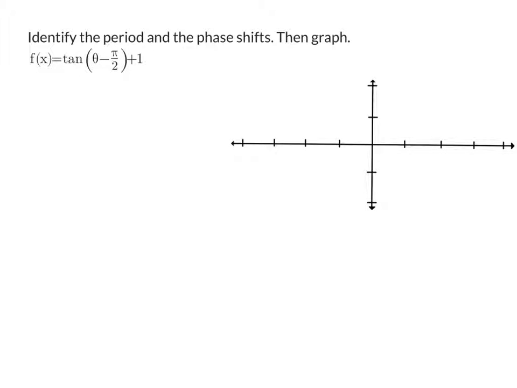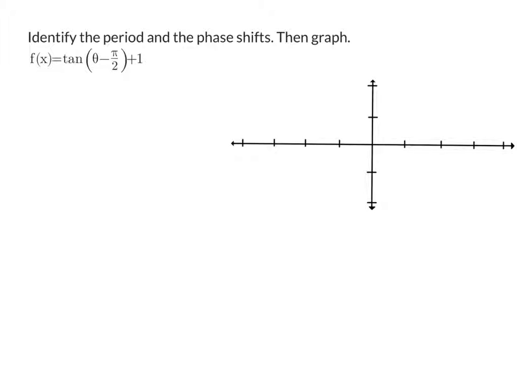Hello. In this video, we're going to be graphing trigonometric functions and identifying the shifts and period and anything else that we might need to help us graph these things. So in our first example, I'm looking at the tangent function. The official equation here is the tangent of theta minus pi over 2 plus 1.